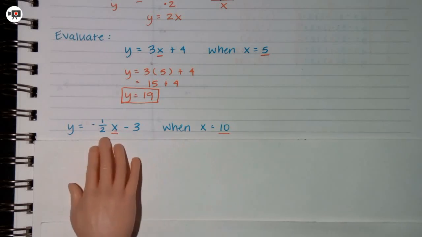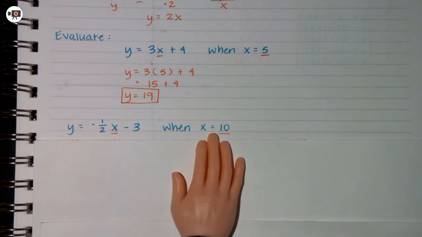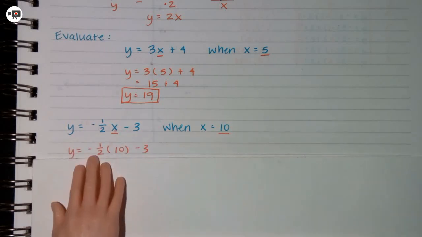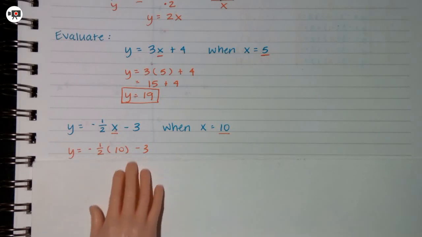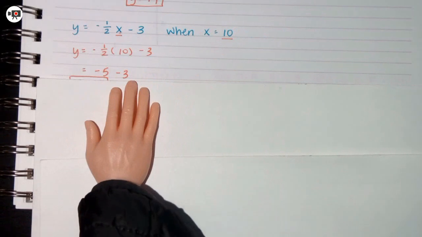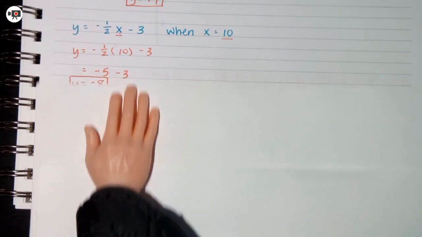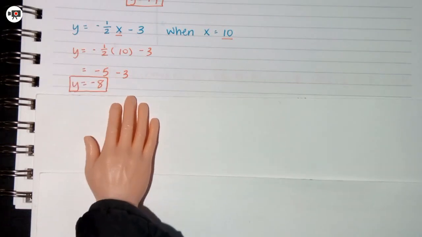Evaluate y equals negative 1/2 x minus 3 when x is 10. That is negative 1/2 times 10 minus 3, so that's negative 5 minus 3. That's negative 5 moving further negative 3 to be negative 8.